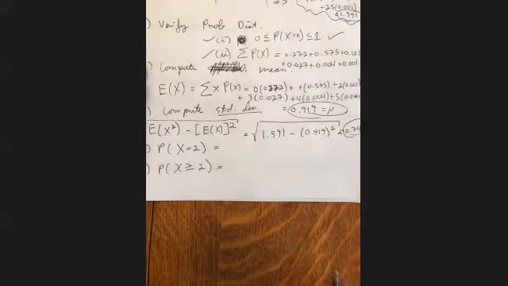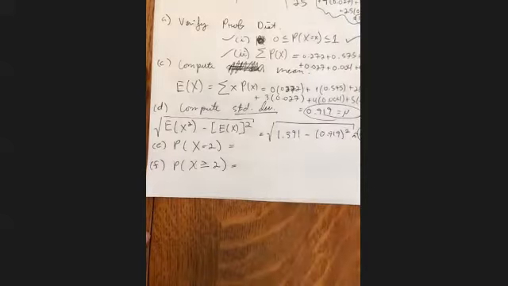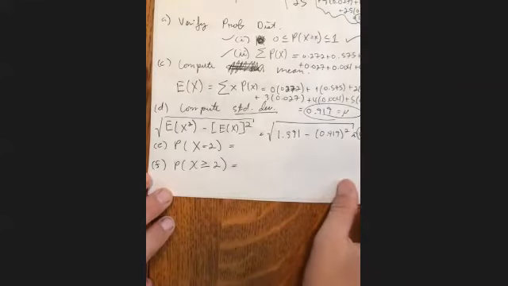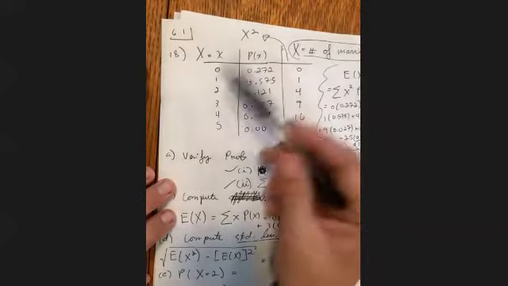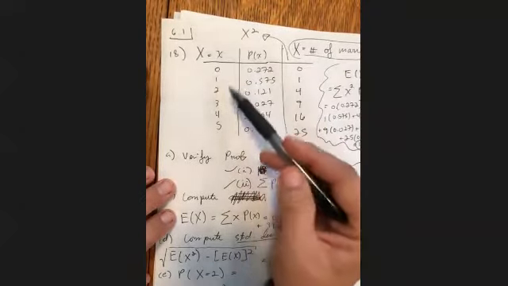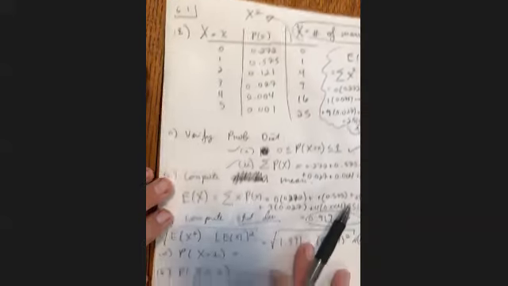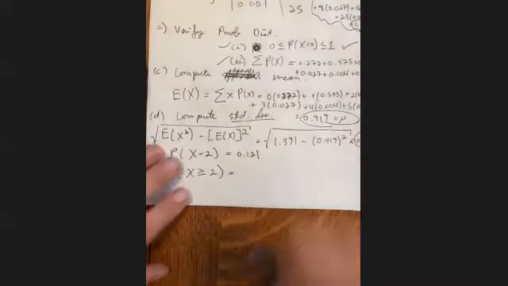Okay, so now with this probability distribution, they ask us to compute a couple of probabilities. The first probability is, what's the probability that our random variable x equals 2? Okay, it equals 2, an exact probability. Well, that's easy. That's exactly what is in the probability distribution. So what's the probability that x equals 2? It's 0.121. Straight from the table.